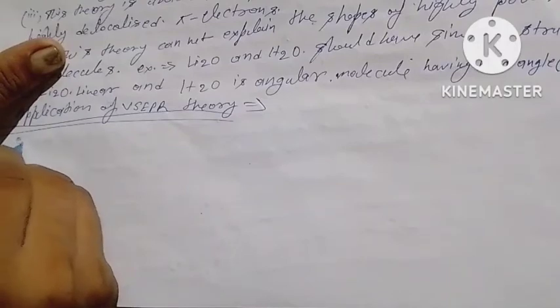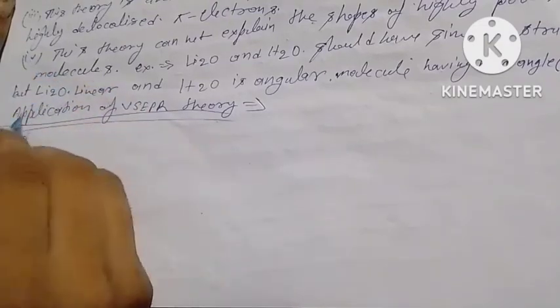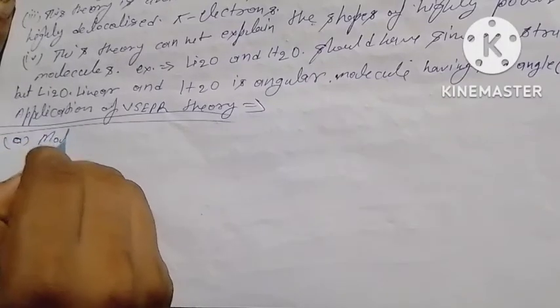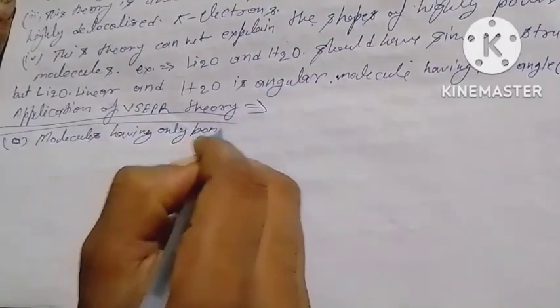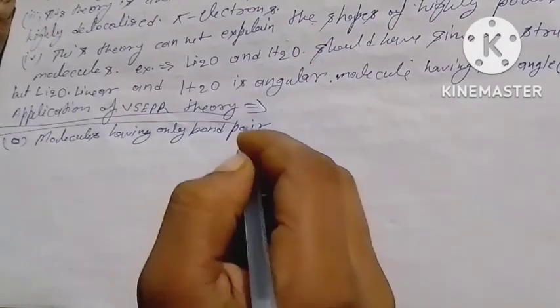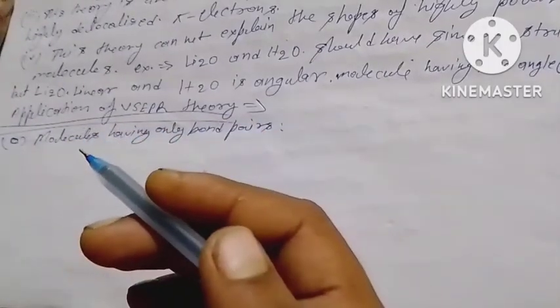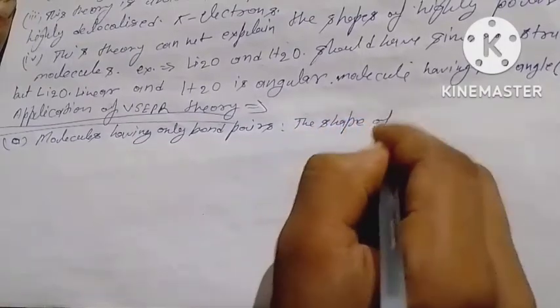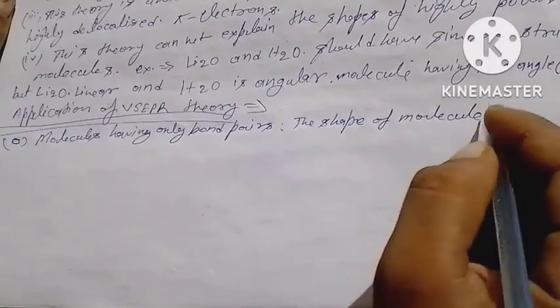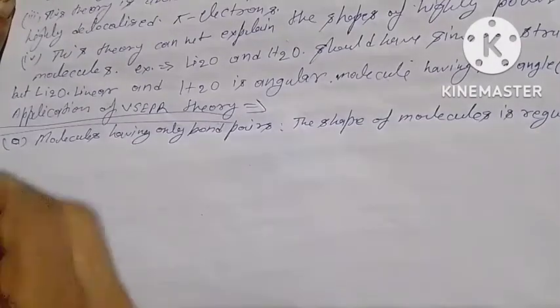First point, point A. Molecules having only bond pairs. The shape of the molecules is regular.